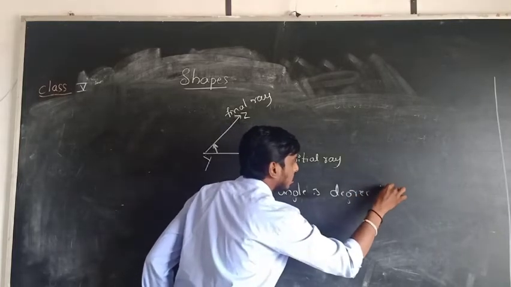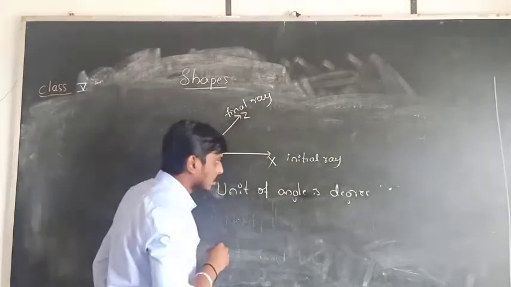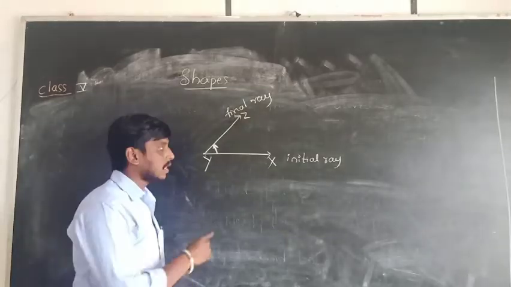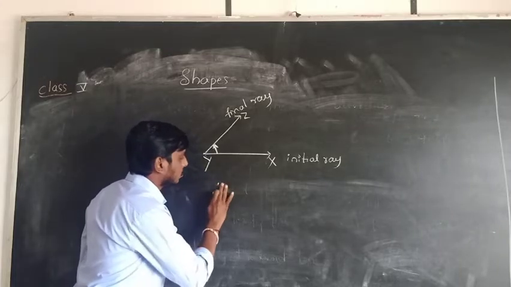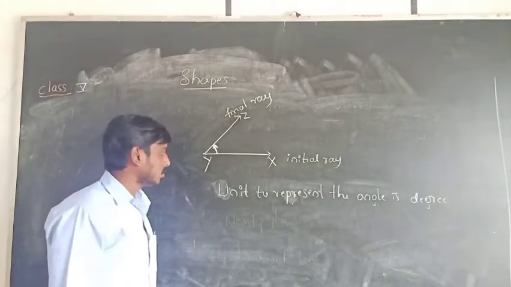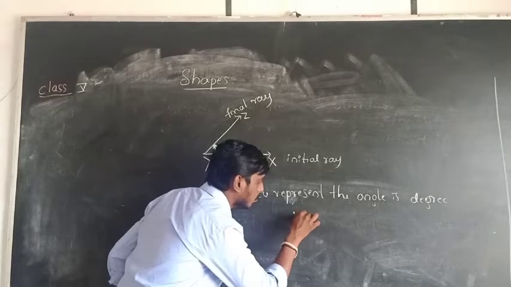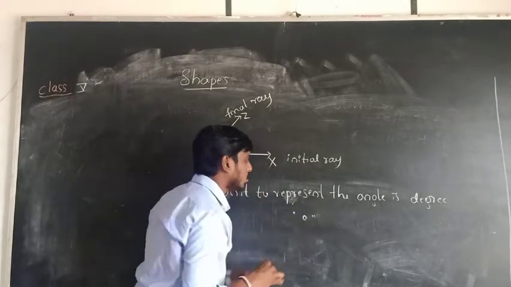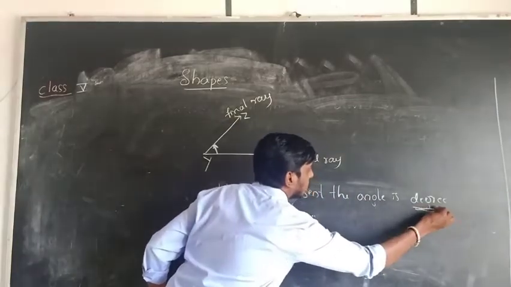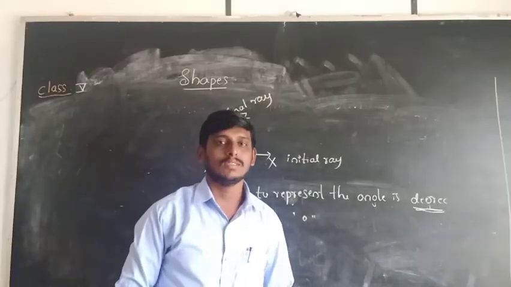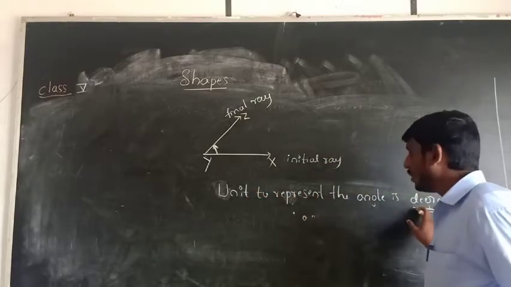How to write it? So the unit of angle is degree. Okay. How to measure the angle? So the unit to represent the angle is degree. How to write it symbolically? So this is the way to represent it. The measure of an angle is in degrees. Okay. So this is what an angle is, and the unit to represent the angle is degree.